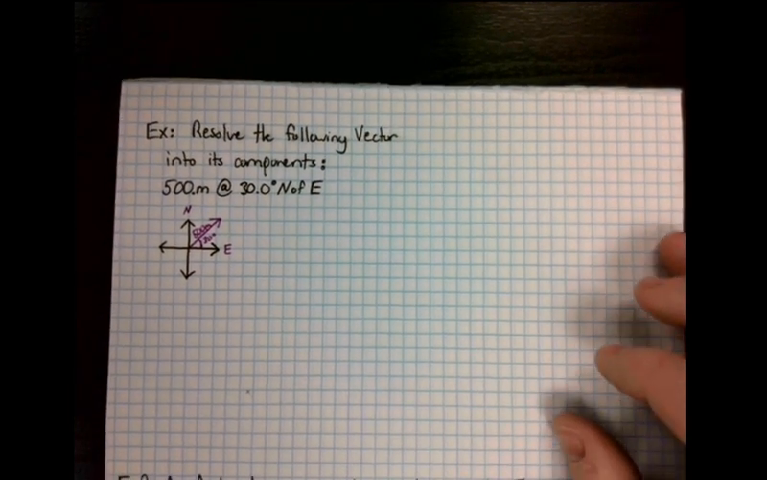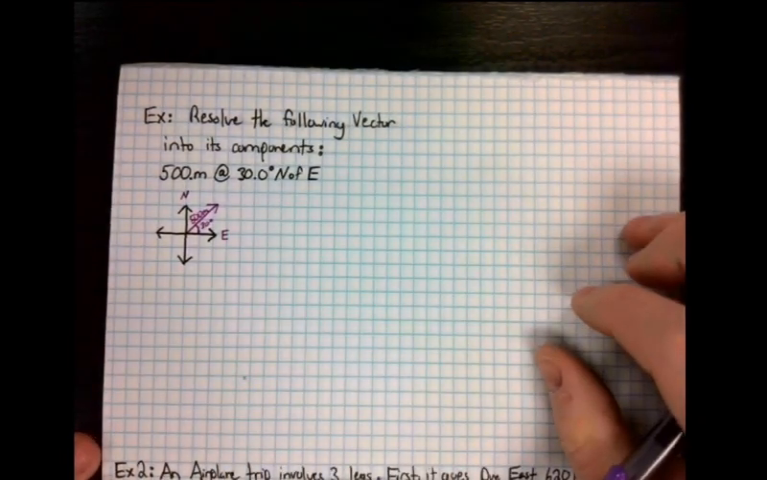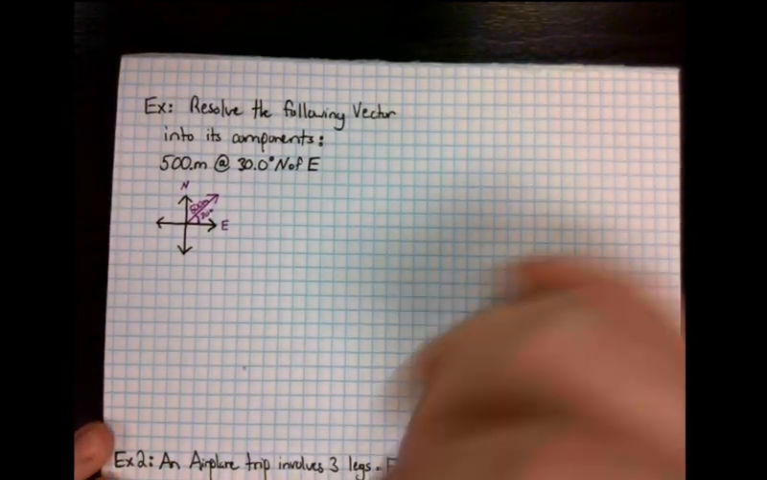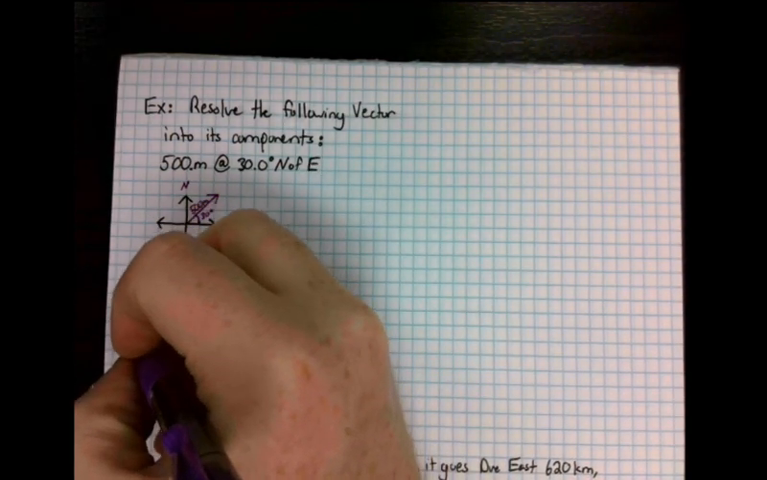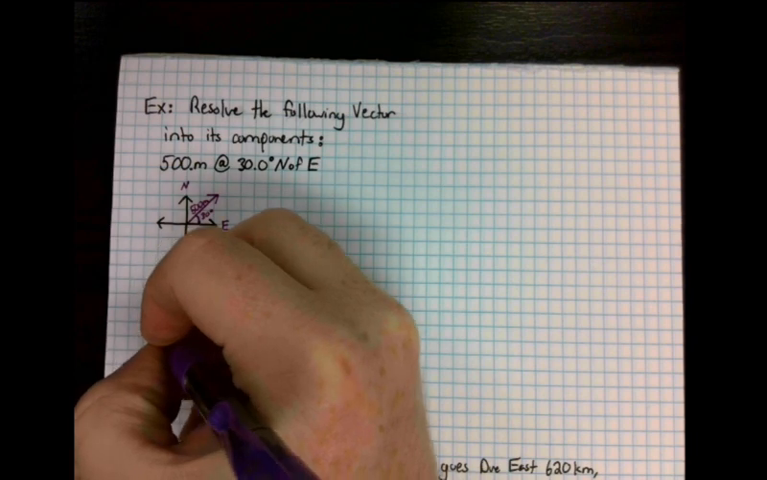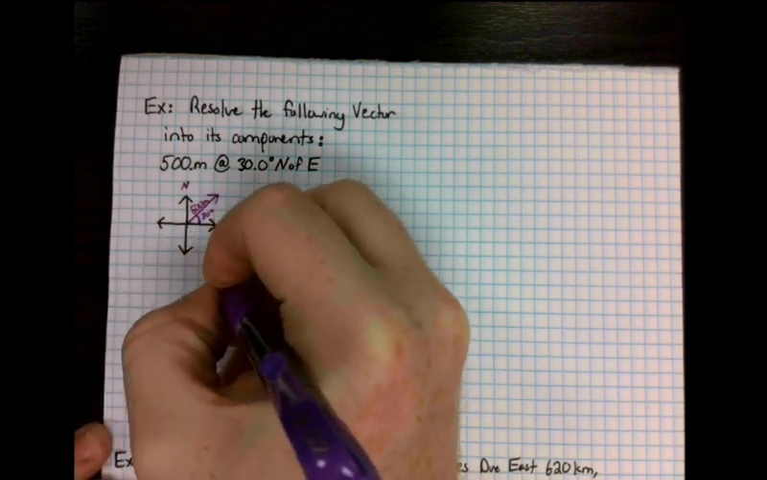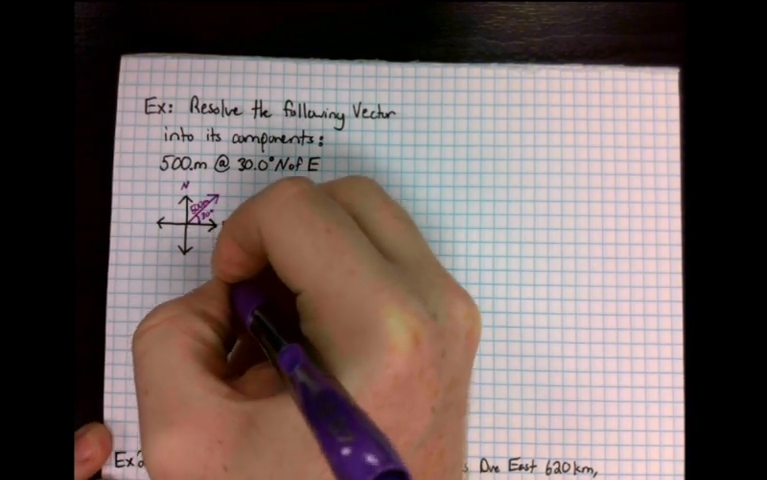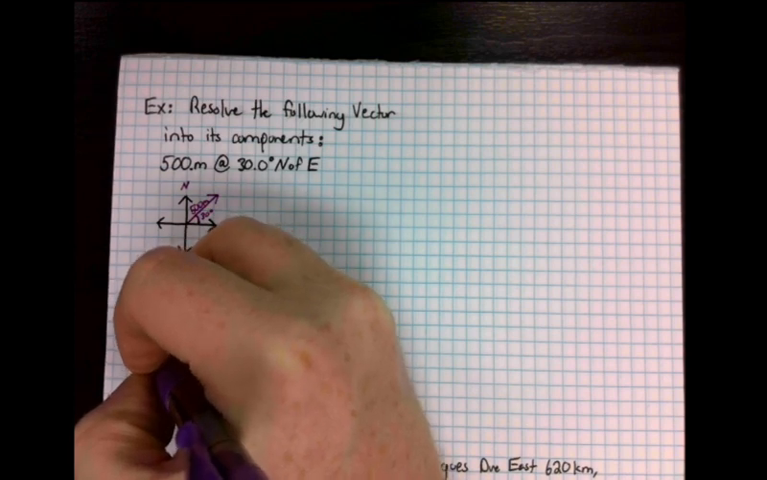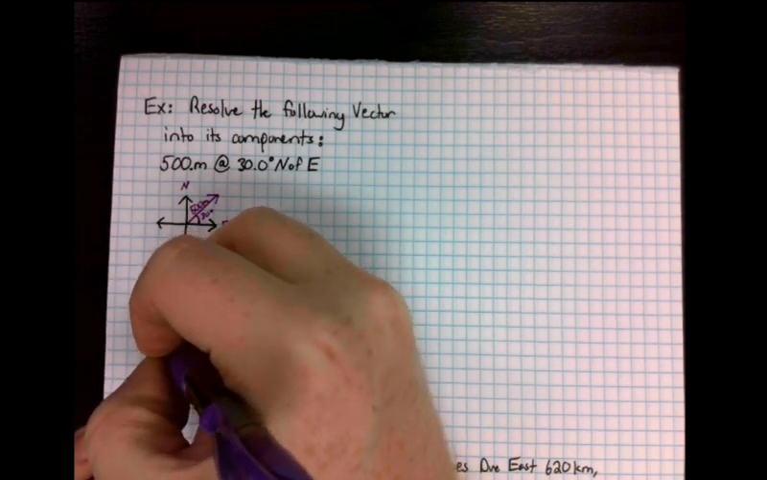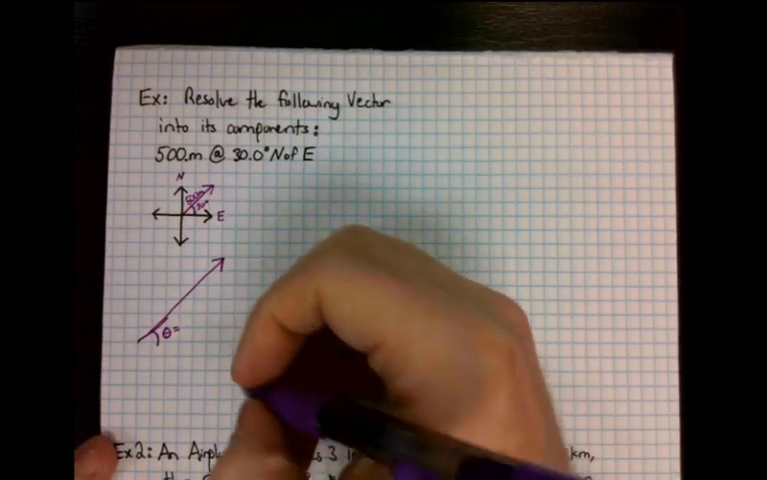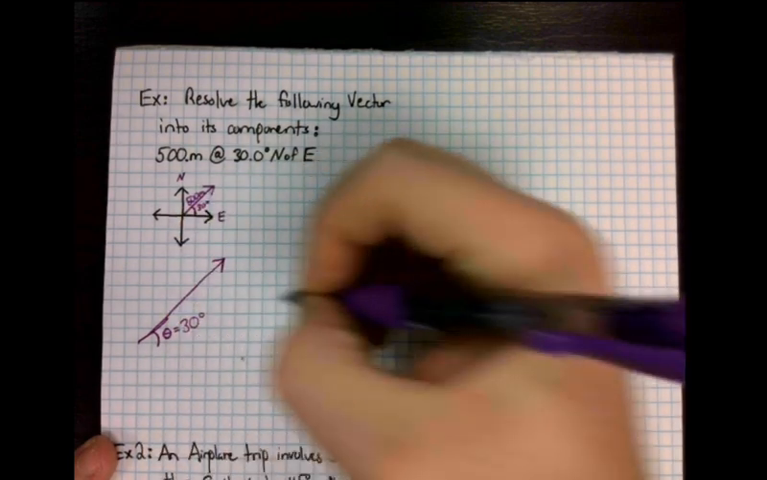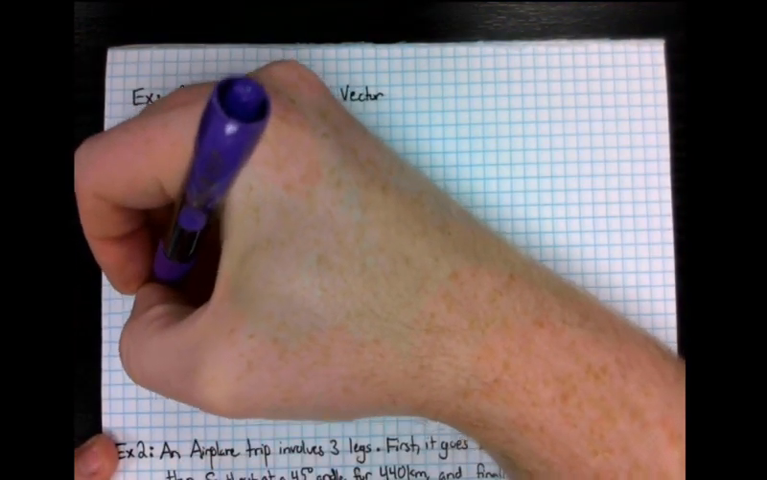I'm going to redraw this bigger down here. This is just to give us an idea of what we're looking at. So that's our question, and we want to resolve it into its components. We want to know what its two parts are. So to figure out its two parts, we're going to make this line bigger. I'm going to move it down here. So this theta, which theta is just the symbol used in physics to represent an angle. Theta is 30 degrees.